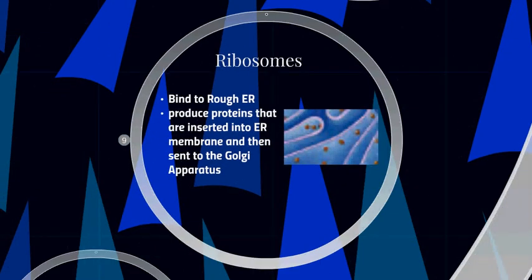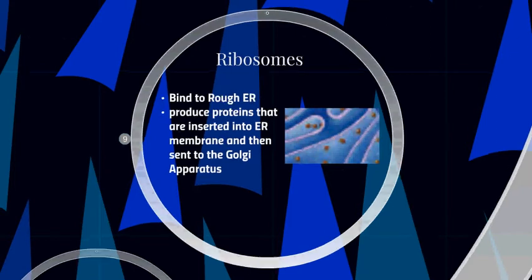Another very important organelle in the process of myelin is ribosomes. These bind to the rough ER and introduce proteins to the rough ER so they can be processed and then sent to the Golgi apparatus.